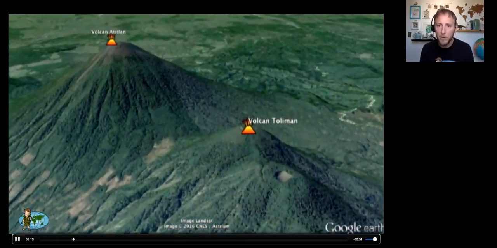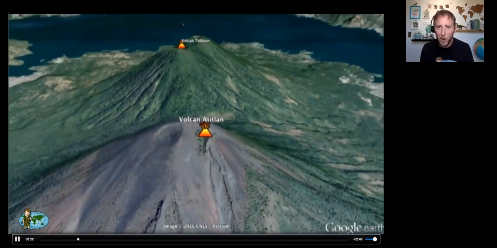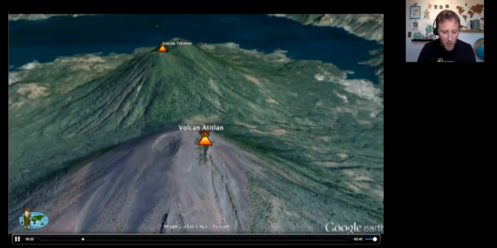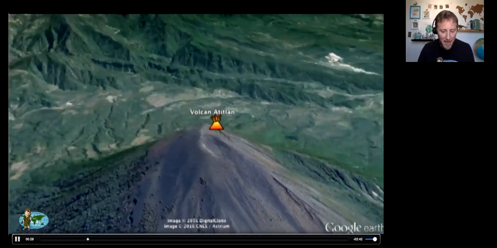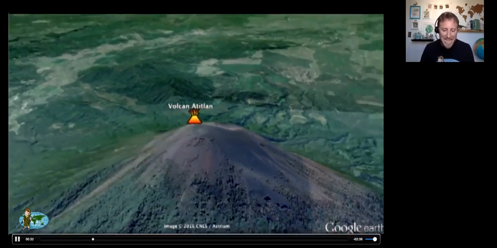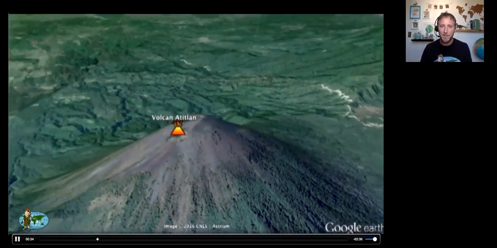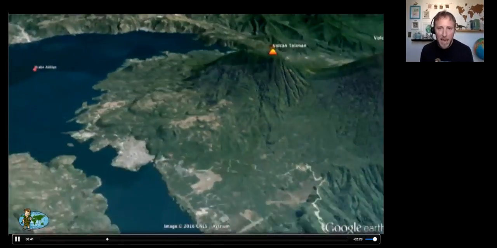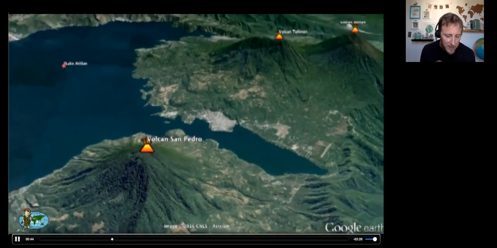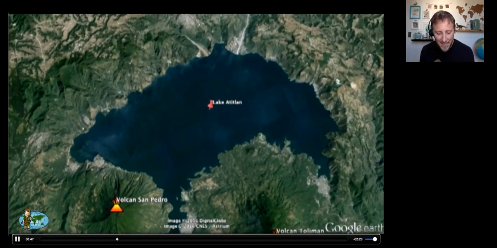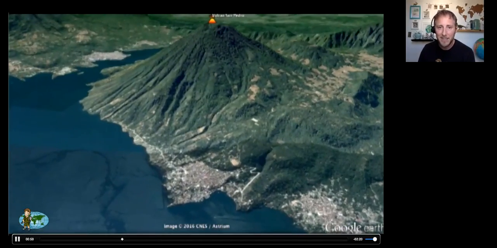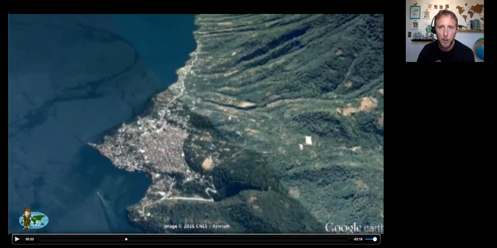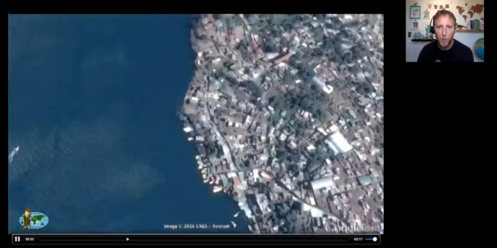The 3 young volcanoes are Volcan Toliman and Volcan Atitlan, which the lake is named after. Volcan Atitlan is 11,598 feet. It last erupted in 1853. So it's been a little while in human years since it erupted. And there's also Volcan San Pedro. San Pedro is 9,908 feet tall. And this is the village, or the town, of San Pedro. So people live right next to this volcano. And let's go down. The best way to check out Lake Atitlan is on the water.